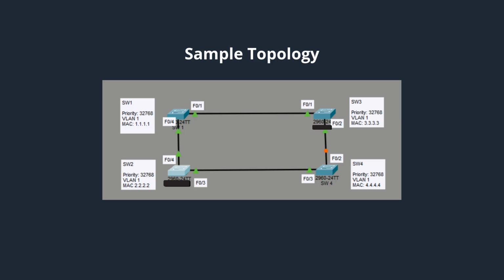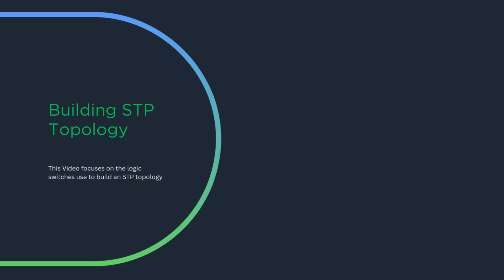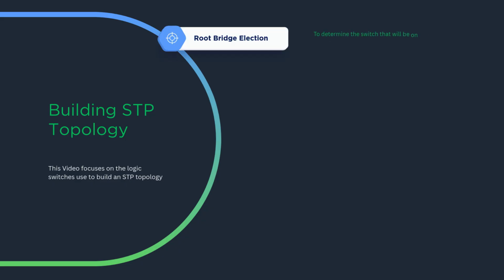This redundant design is great for fault tolerance, but without STP, we'd have a serious problem: broadcast storms and network loops. That's where STP comes in. Building an STP topology involves 4 key steps. First, we have root bridge election. This determines which switch will be at the top of our spanning tree.